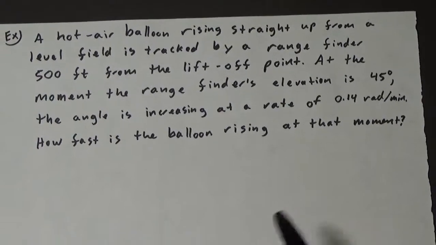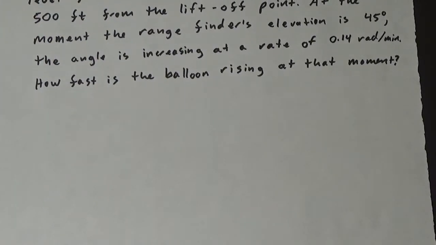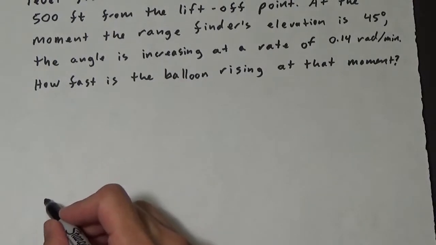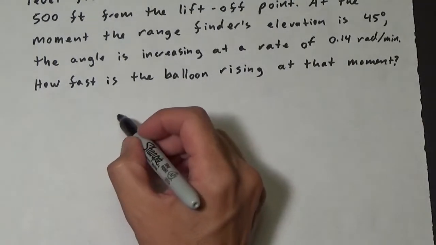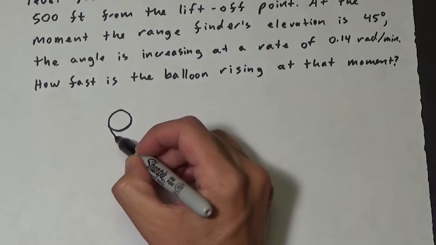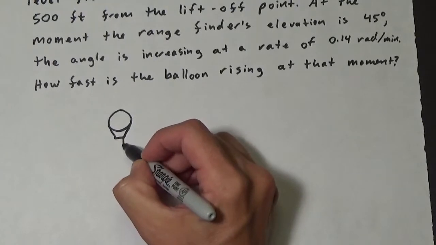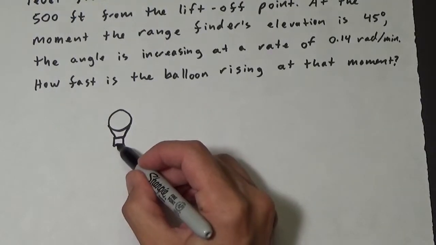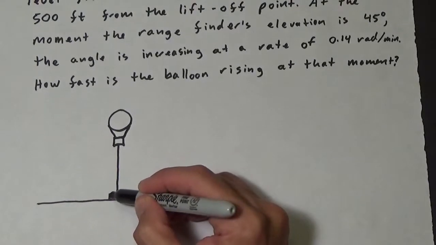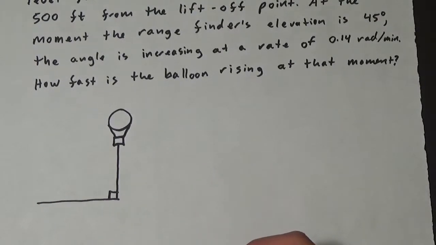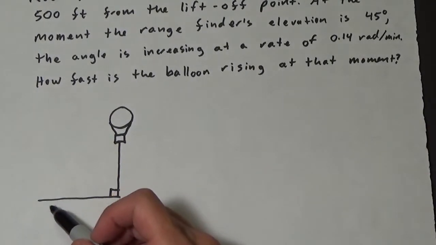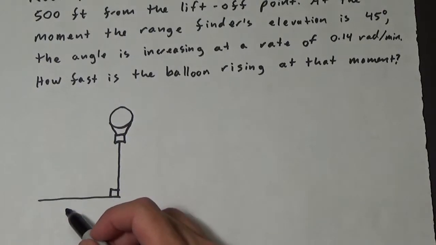Okay, so let's go through the process again. First thing we want to do is draw a picture. And so if we think of a picture of what's going on here, we have a balloon. There's the balloon. And it said it's a level field, which is good. And then we get a nice right triangle right there. And so this is 500 feet away.